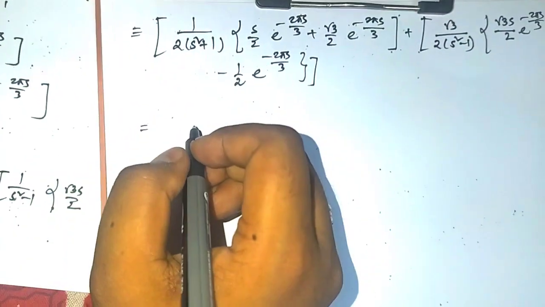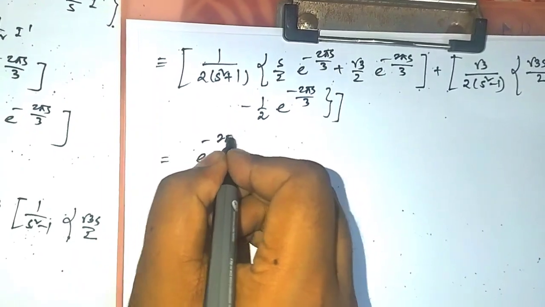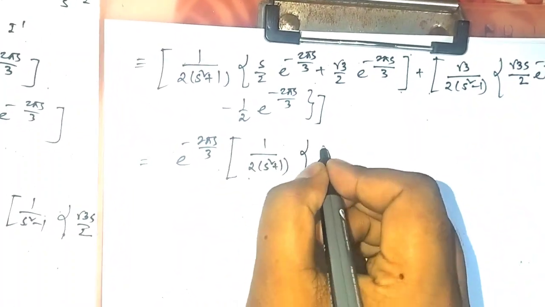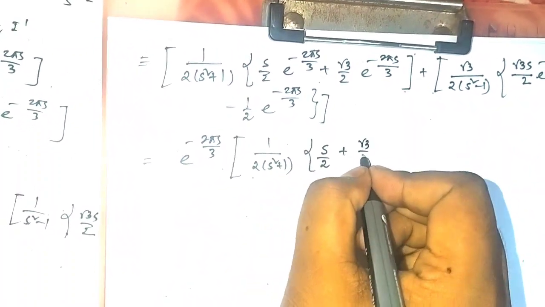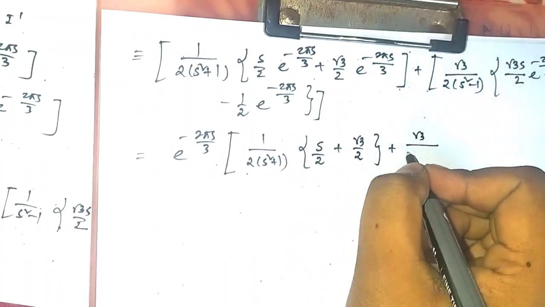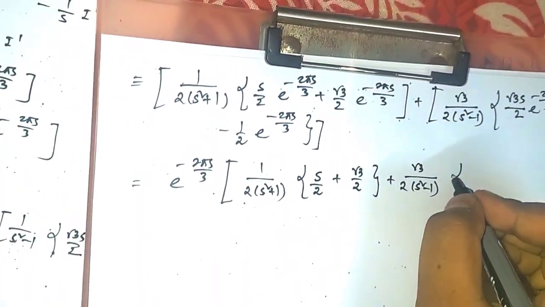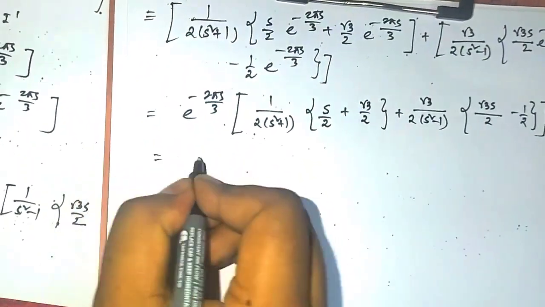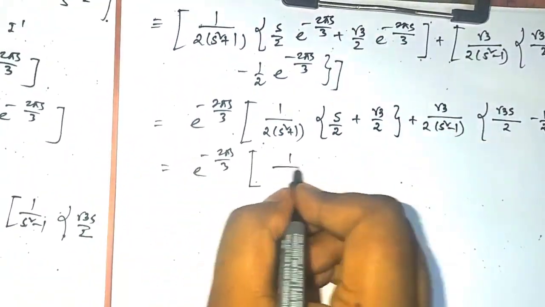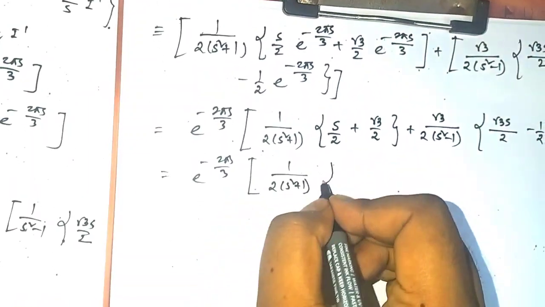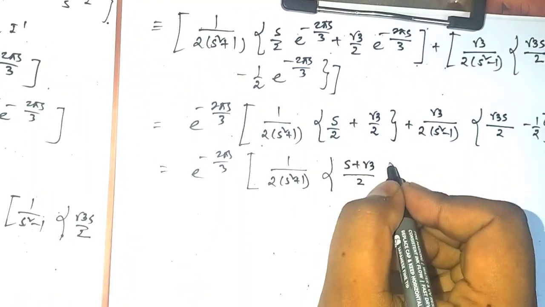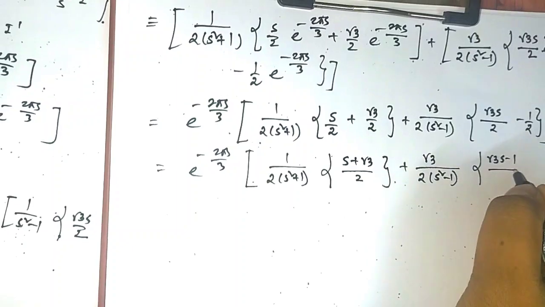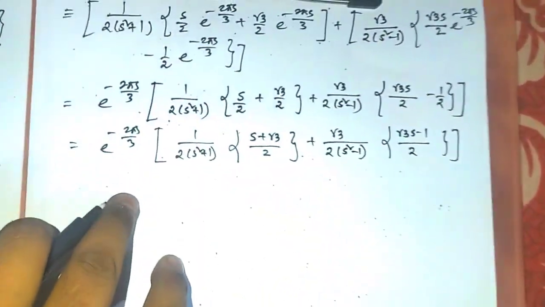Okay, now moving ahead. So e to the power minus 2 pi s by 3, common 1 by 2 into a square plus 1, into s by 2 plus root 3 by 2, plus root 3 by 2 into a square minus 1, into root 3 s by 2 minus 1 by 2. Clear? So e to the power minus 2 pi s by 3 into 1 by 2 into a square plus 1 into s plus root 3 by 2, plus root 3 by 2 into a square minus 1 into root 3 s minus 1 by 2. Clear?